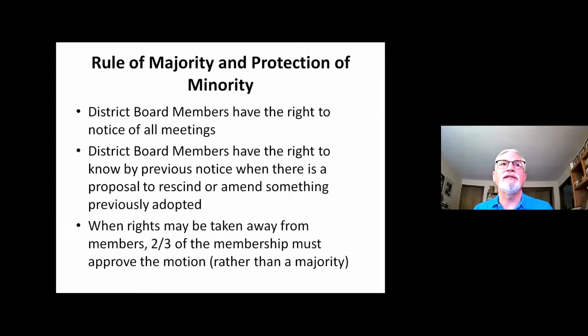District board members have a right to notice of all meetings. There should be no surprise meetings. And district board members also have the right to be given previous notice when there's a proposal to rescind or amend something that was originally adopted at another meeting.